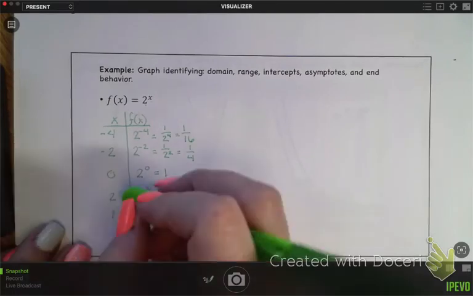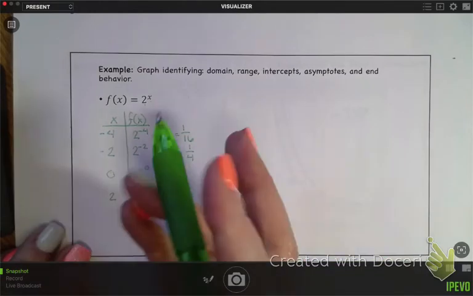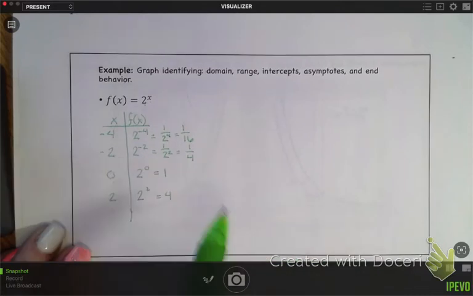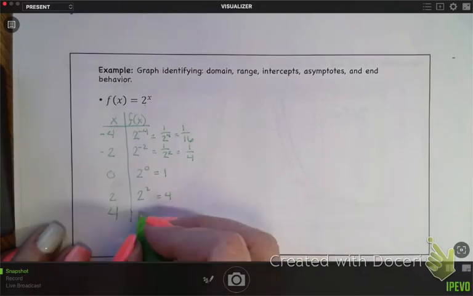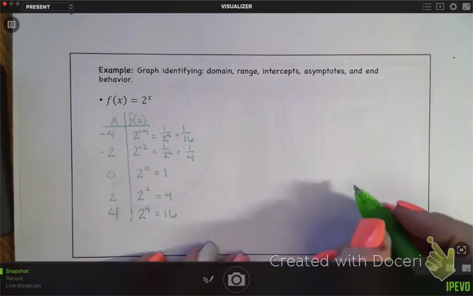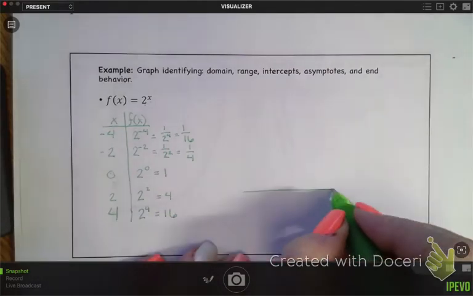So then I have 2 squared, which is 4. Actually, I probably should have done 1 first, huh? We weren't going to do 1, we were going to do 2, 4. Maybe I forgot to finish my 4. So 2 to the 4th is 16. So now I'm ready to graph this and see what shape comes out of it.